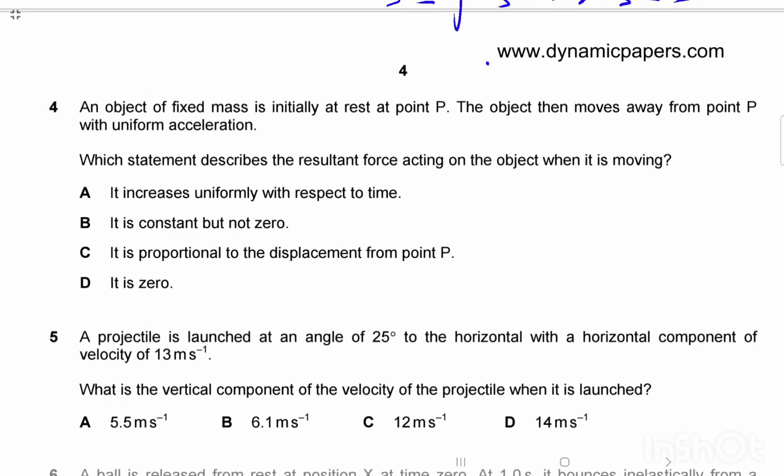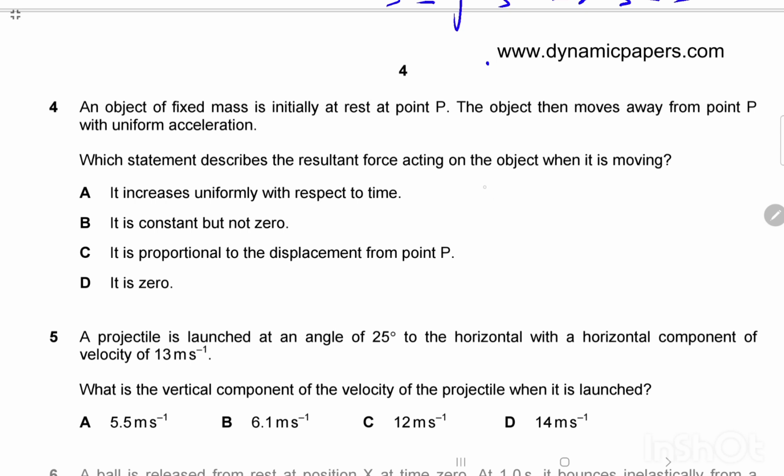Question number 4. An object of fixed mass is initially at rest at point P. The object then moves away from point P with uniform acceleration. Which statement describes the resultant force acting on the object when it's moving?